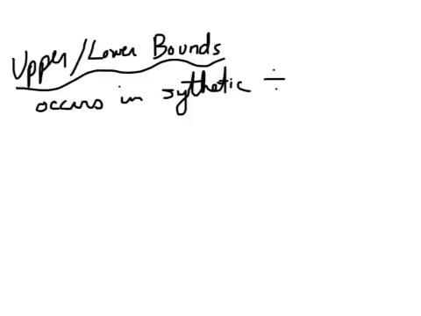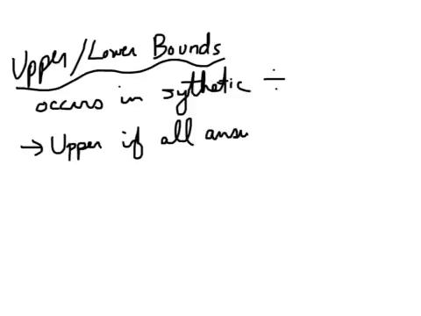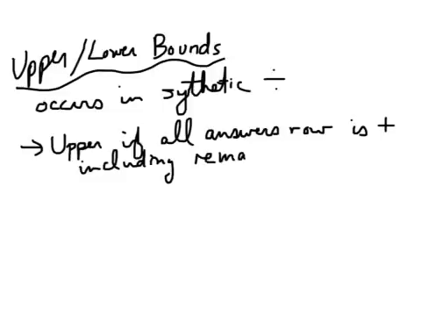And that's the step that we're going to do after that. On the first one, it's an upper bound if all answers in the row are positive, including the remainder. Okay, so what that means is if I synthetic divide it and I got no negatives across the board, everything's a positive, including the remainder, which means it's not 0, then it's an upper bound.